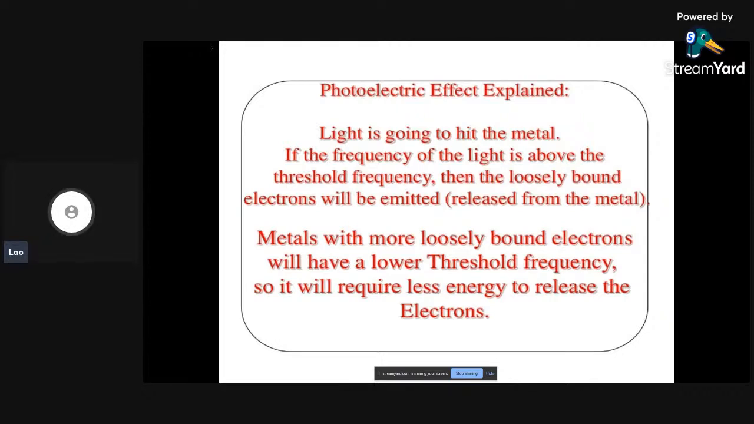So, ibig sabihin, ikukumpara natin or i-relate natin siya dun sa photoelectric effect. So, no matter how many photons strike the metal, if none of them has sufficient energy to eject an electron from a metal atom, you won't get a current. So, hindi mangyayari. So, if the energy that is taken up by the electron is sufficient naman daw to allow it to be released from the metal atom, syempre magkakaroon ng current.